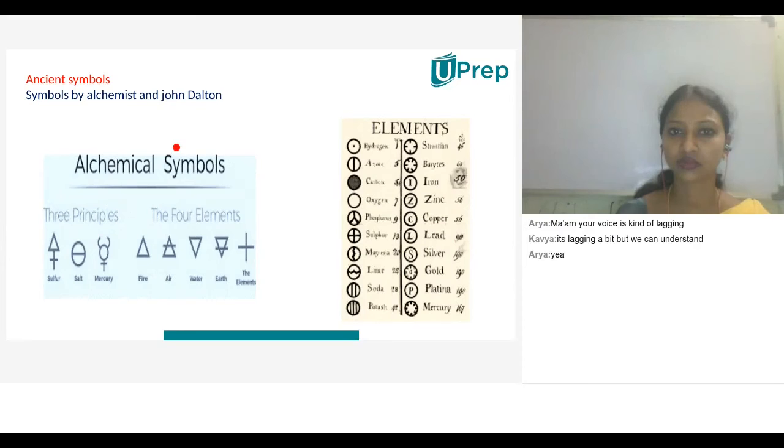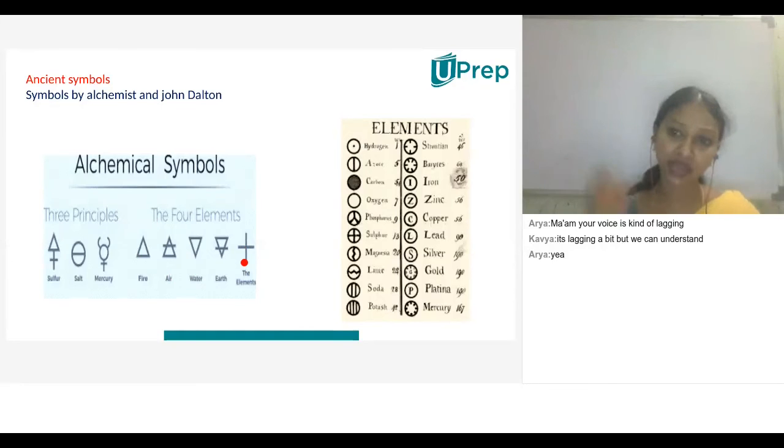So ancient symbols, we know these are the ancient symbols given by the alchemists. I have already explained this based upon the four characters: fire, air, water, earth. So these are the four zones, and within these four zones the elements were classified.